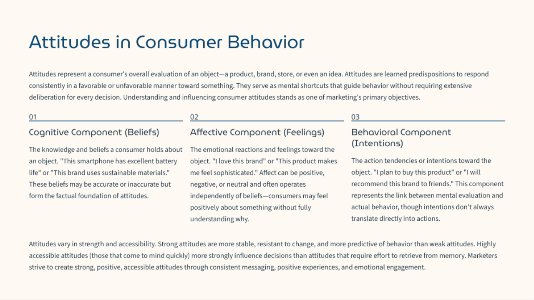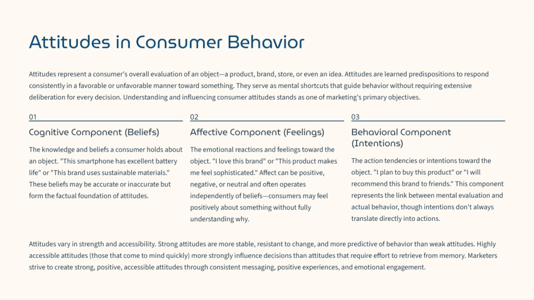As marketers, our goal is to create strong, positive, and accessible attitudes. We do this through consistent messaging, positive experiences, and emotional engagement, all of which help make attitudes more stable and readily available. Next, let's look at the 3 components of attitudes.